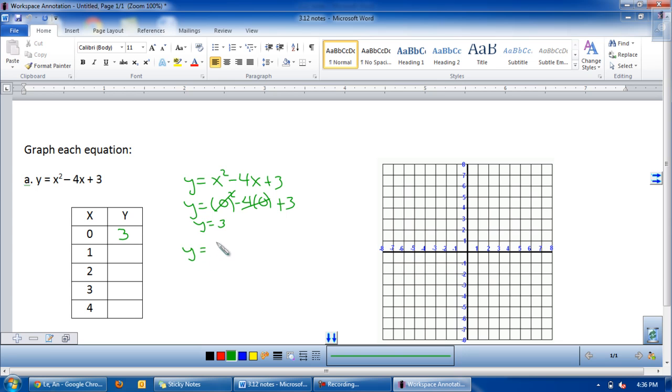Next we have y equals, again, instead of having x, we're going to replace it with 1 squared minus 4 times 1 plus 3. We have y equals 1 squared, which means 1 times 1, which is 1, minus 4 times 1 is 4, plus 3. 1 minus 4, that's negative 3. Negative 3 plus 3 is equal to 0. Alright, so we have 0.